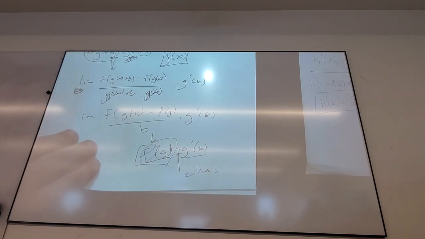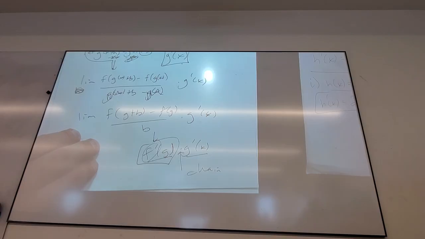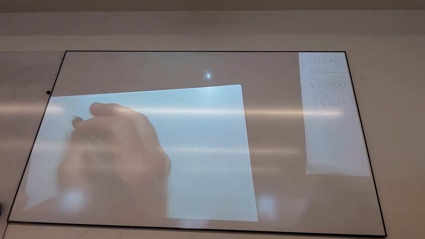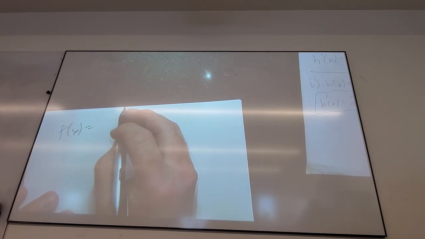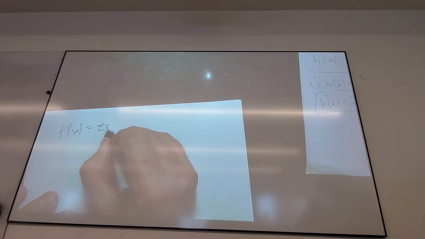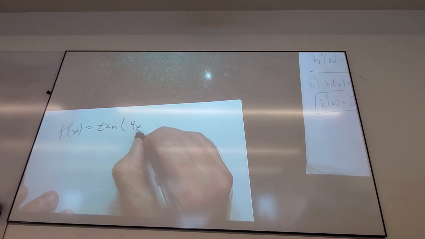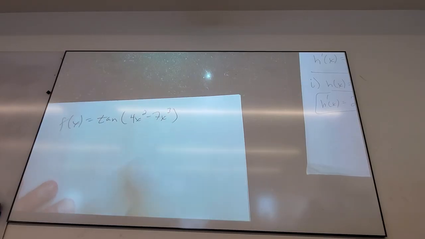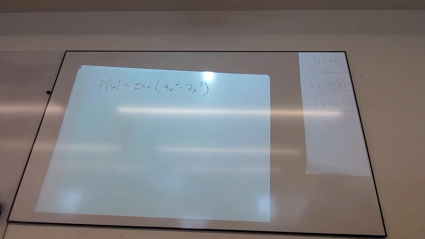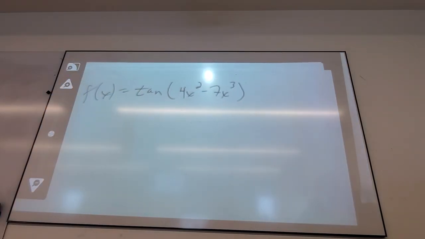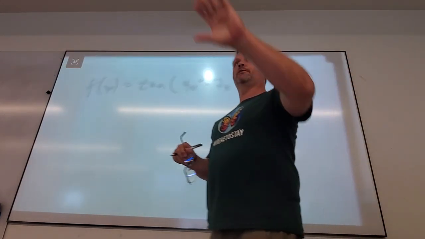So for example, let's try some examples. And I have a handout. Let's do one example together and then I'll give you guys a handout. Let's do tangent of 4x squared minus 7x cubed. I like it, that's yummy. It's always creepy when I say that, but I said it anyway.